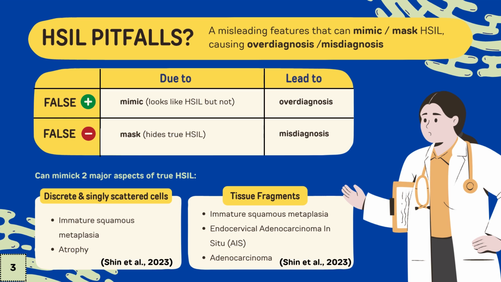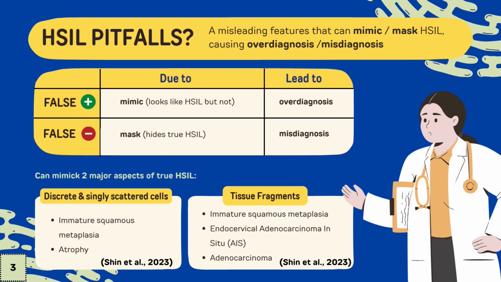So what exactly is meant by HSIL pitfalls? HSIL pitfalls are misleading features that can mimic or mask the HSILs, causing overdiagnosis or misdiagnosis. As you can refer to the table, false positive usually happens when it is not a HSIL, but we report it as HSIL. This is usually due to a mimic, which looks like a HSIL but is actually not a HSIL. So this will lead to overdiagnosis.